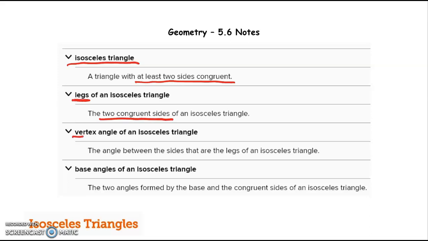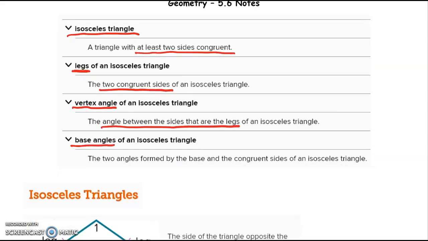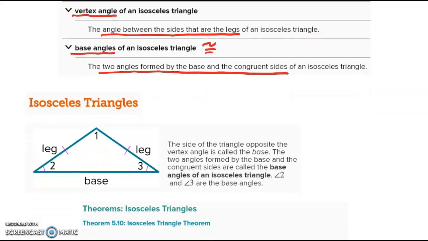The vertex angle is the angle between the sides that are the legs, the one angle that's potentially different. The base angles are the two angles formed by the base and the congruent sides, and those are actually going to be congruent to each other as well. We can see that here: these legs congruent, these base angles congruent, and this top one is what we called the vertex angle.